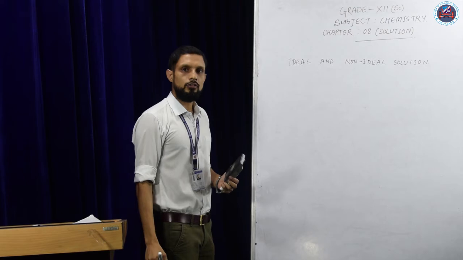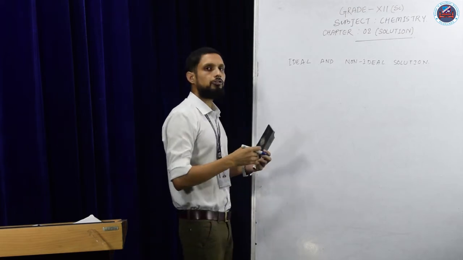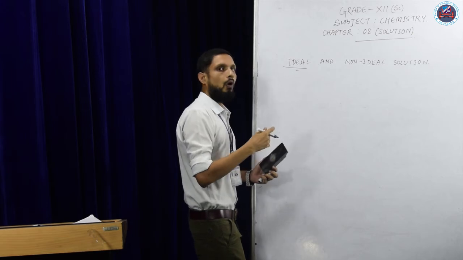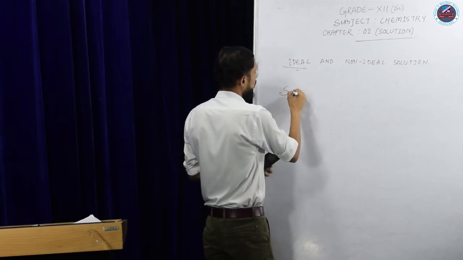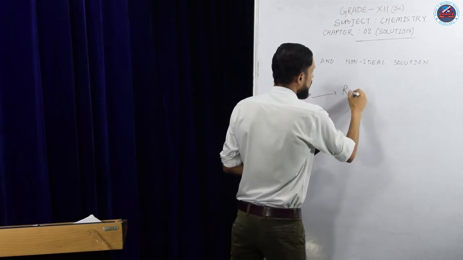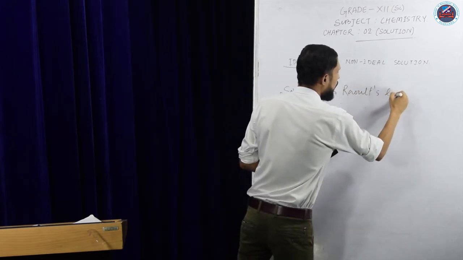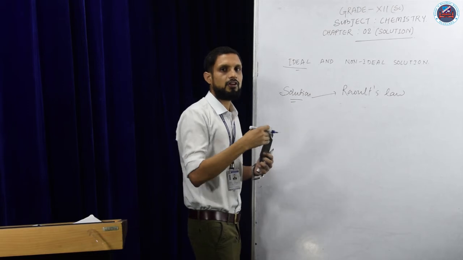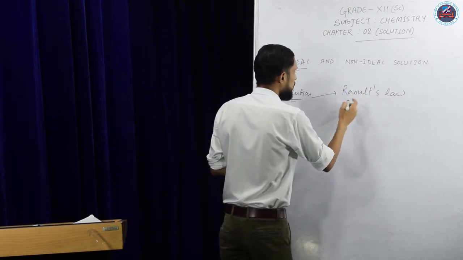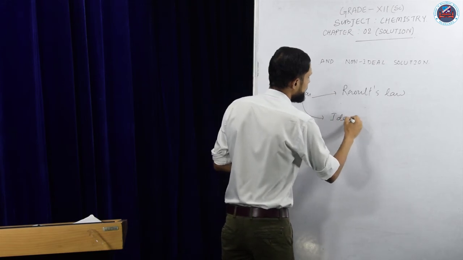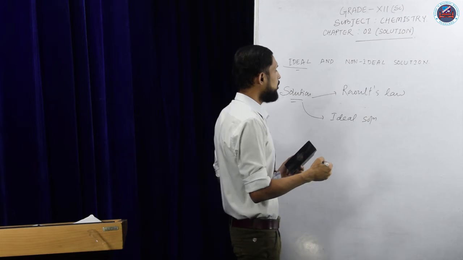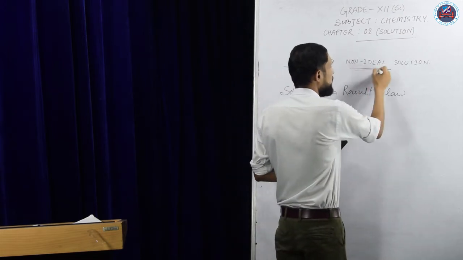So according to Raoult's law, whichever solution follows Raoult's law is known as ideal solution for all concentration. So let us take a solution. And if this solution follows Raoult's law for all concentration, that means whether you increase the concentration or decrease the concentration, if it's following the Raoult's law, the solution is said to be ideal solution. And if it does not obey Raoult's law, the solution is said to be non-ideal solution.